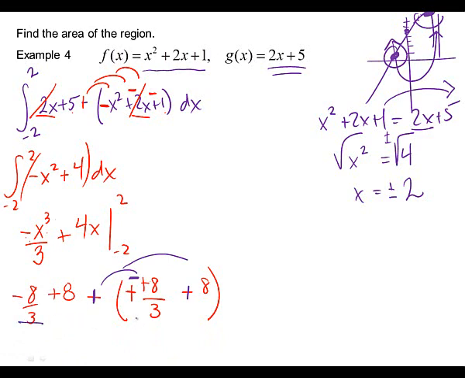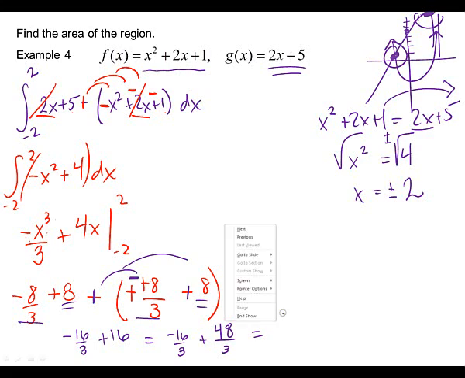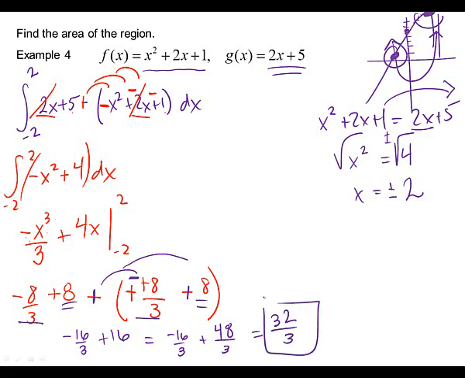So what is negative 8/3 and negative 8/3? Negative 16 over 3, and then 8 plus 8 is 16. All right, if I've got to go into thirds, 16 is how many thirds? 48 thirds. Negative 16 and positive 48 is 32 thirds. There is no need to go to a mixed number.